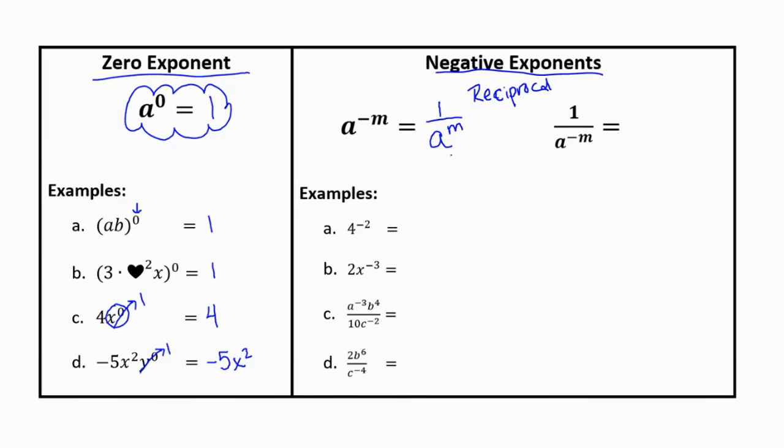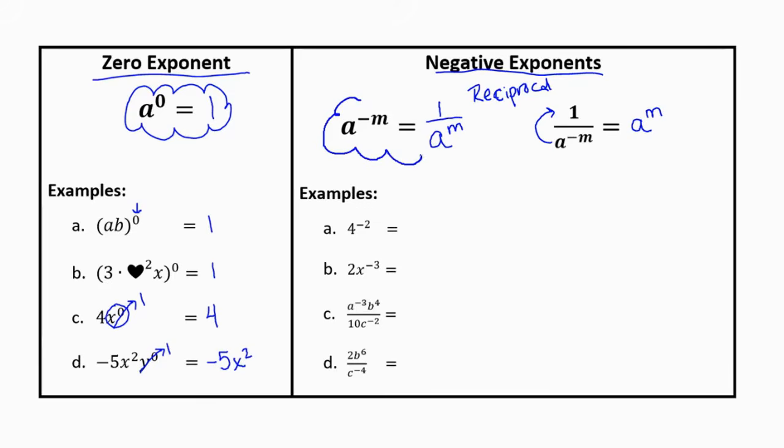And that's where we flip our fraction over. Well, what happens if we have a negative exponent in the denominator? Well, that negative exponent is going to move my expression to the top and it's going to become positive. So this would simplify into a to the positive m power. So notice, after the negative does its work, it's now positive and it's no longer negative.